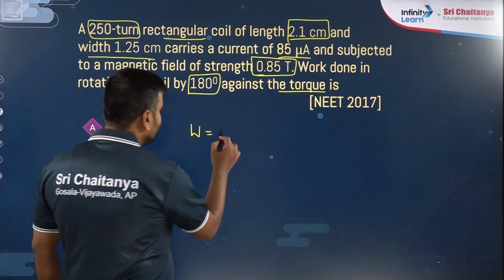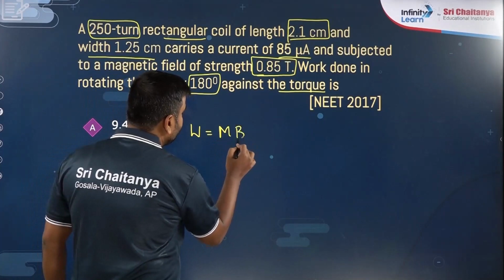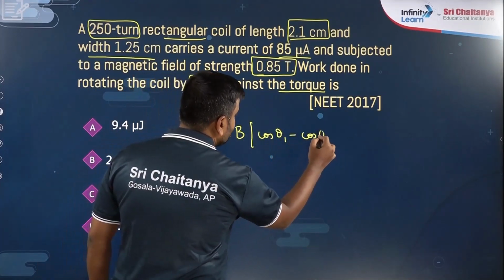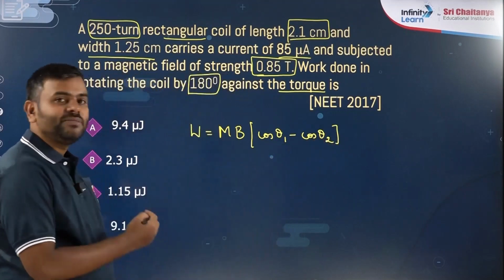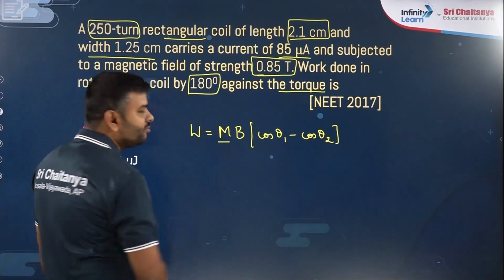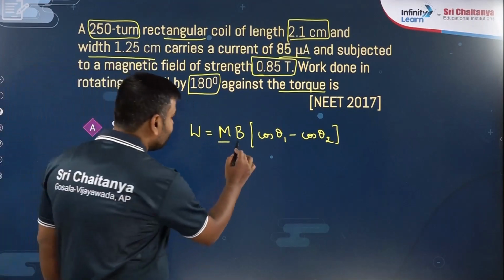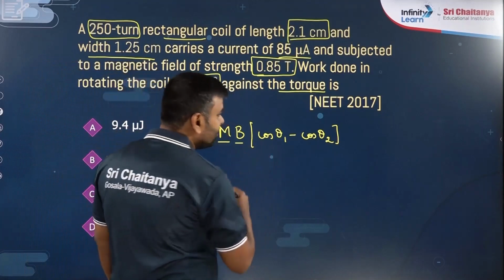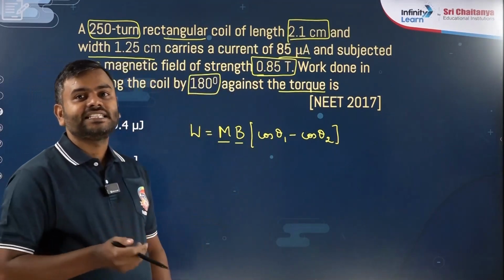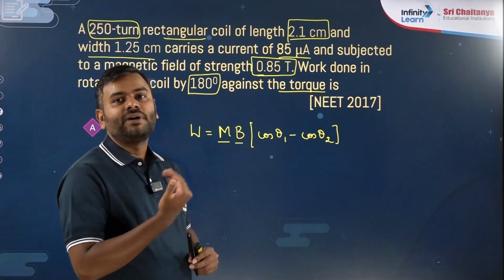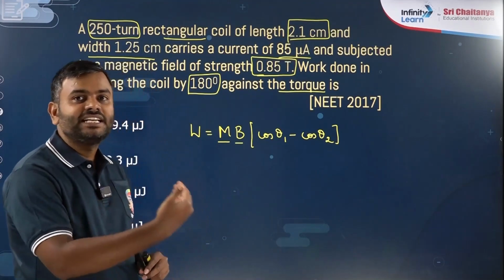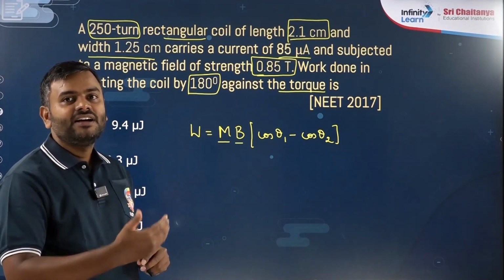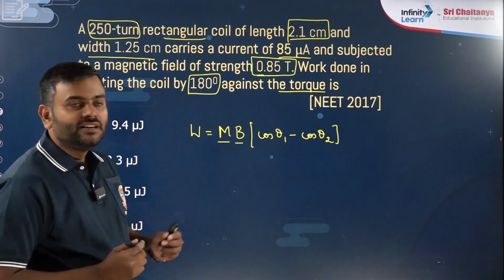That formula is M into B into cos theta 1 minus cos theta 2, where M is the magnetic dipole moment of the coil and B is the external magnetic field applied on the coil. Theta 1 is the initial angle. As the coil is rotated by 180 degree, we can take the initial angle to be 0 degree, which means initially we assume it has an orientation parallel to the magnetic field.